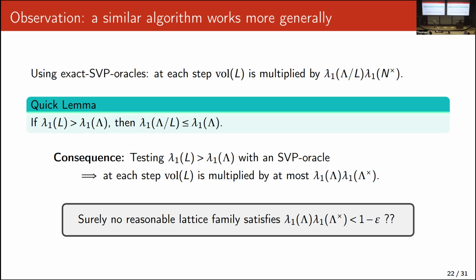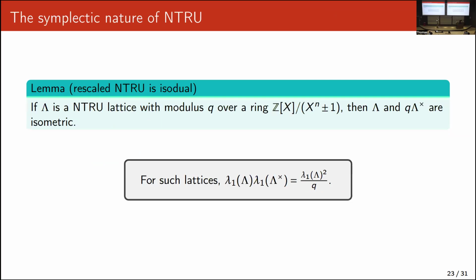So now the question is, does there exist lattices for which this quantity is less than 1? This sounds a bit strange, because if you take a random lattice, you would expect, using some Gaussian heuristic or something, this quantity to be much larger, maybe square root n times square root n. So this is a bit surprising, but in fact, because of this self-duality that NTRU also kind of has. So NTRU, if we use this ring, when you rescale it, it becomes isodual.